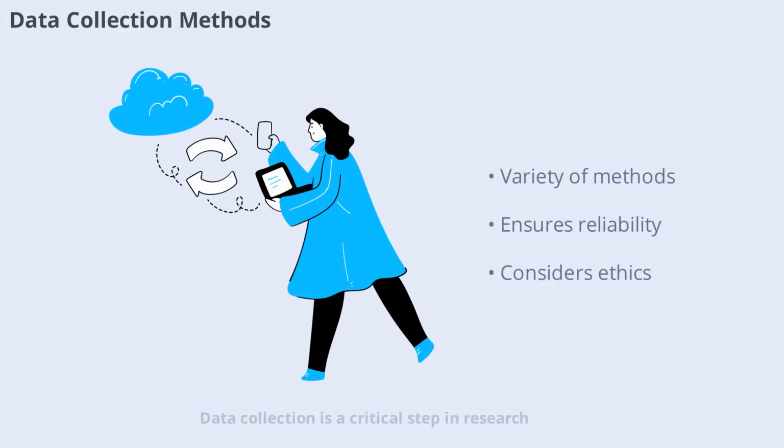Data collection is a critical step in research. Educational psychologists use a variety of methods, including tests, surveys, interviews, observations, and document analysis. The choice of method depends on the research question and the type of data needed. Accurate and reliable data collection ensures that findings are trustworthy and meaningful. Researchers must also consider ethical issues such as informed consent and confidentiality when collecting data from participants.